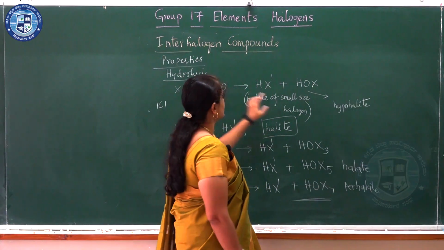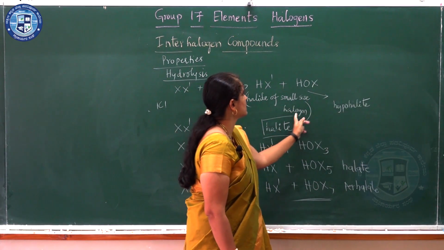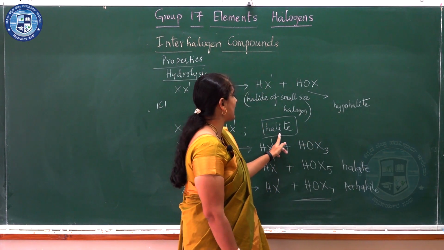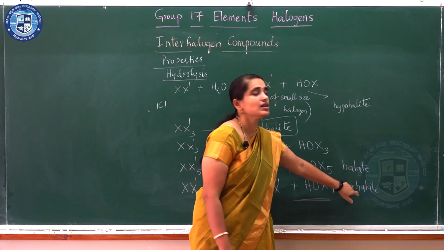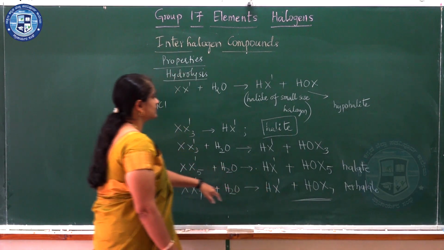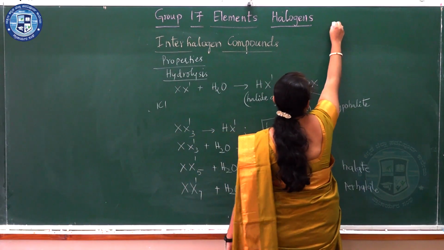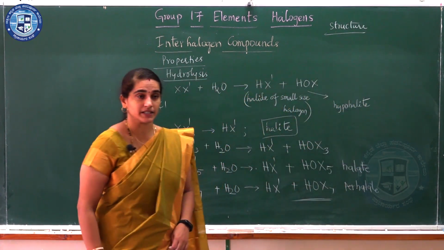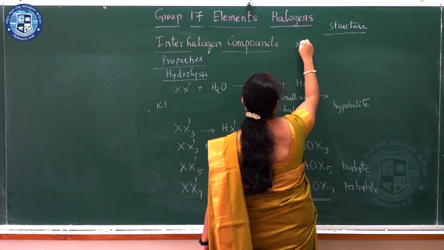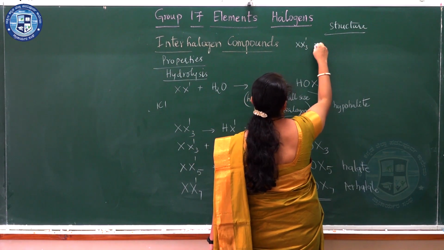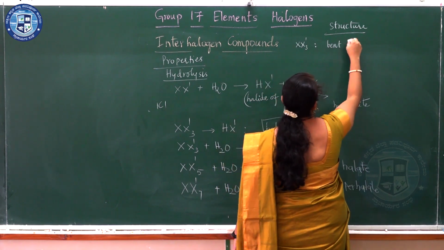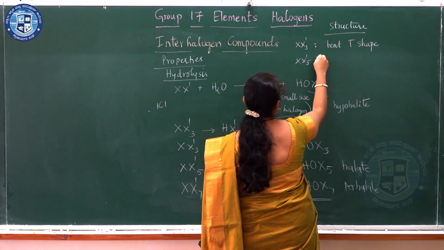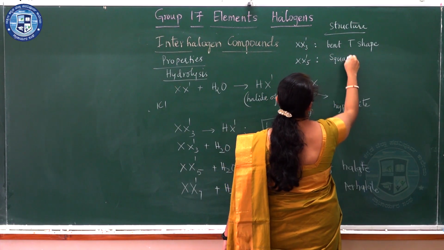In the case of XX', I will end up with one halide of the small size halogen and one hypohalite. In the case of XX'3, the same HX along with halite. Next I end up with halate, and lastly perhalate. The last bit left in this case is the structures of these. The structure of these can be analyzed by VSEPR theory. Simple ones have been given to you. If it is of the type XX3, this is a bent T-shaped molecule. If it is XX5, this will be square pyramidal.